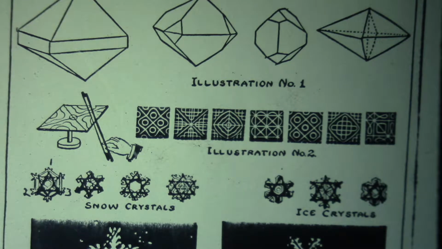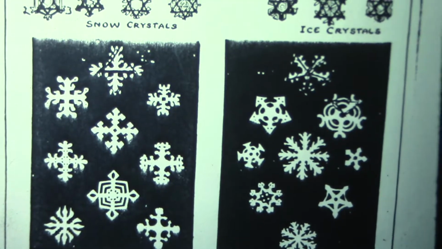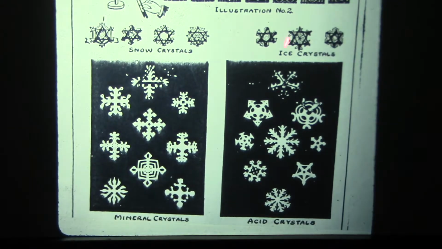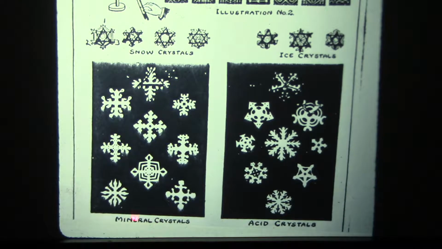The rest of the chart shows how nature adheres to the law of the triangle in snow crystals, ice crystals, acid crystals, and mineral crystals. We have investigated the law dealing with the number 3, symbolized by the triangle. Let us now deal with the number 4, symbolized by the square. Remember, the triangle, the pyramid is set, the base is a square.